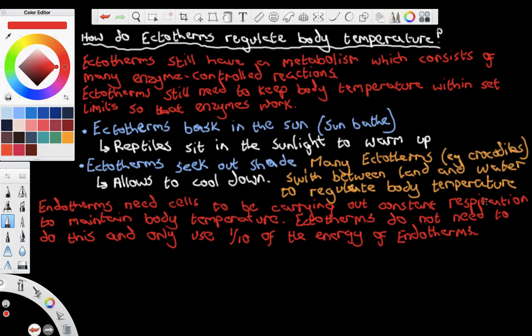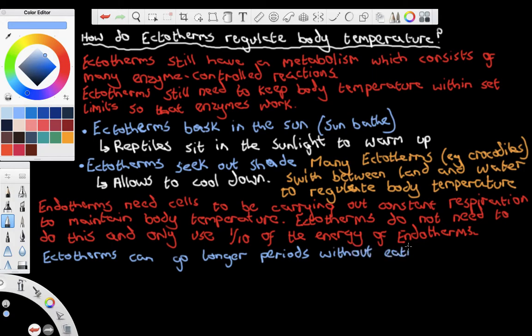So we can say that ectotherms can go longer periods without eating as a result, because they require much less energy.